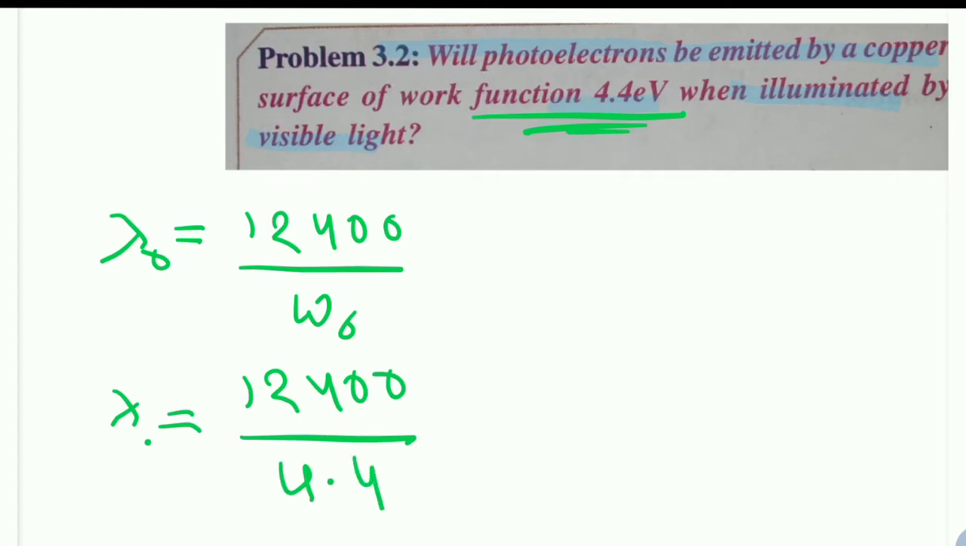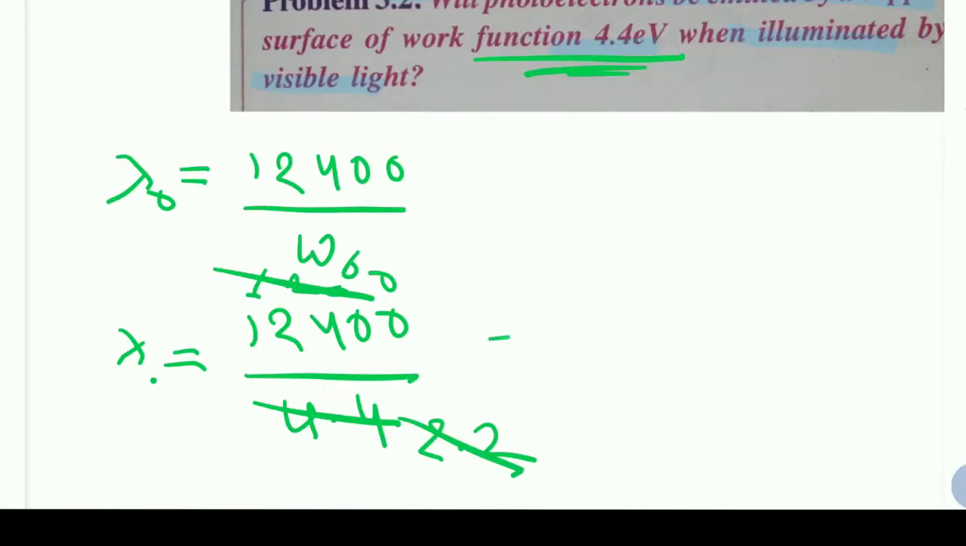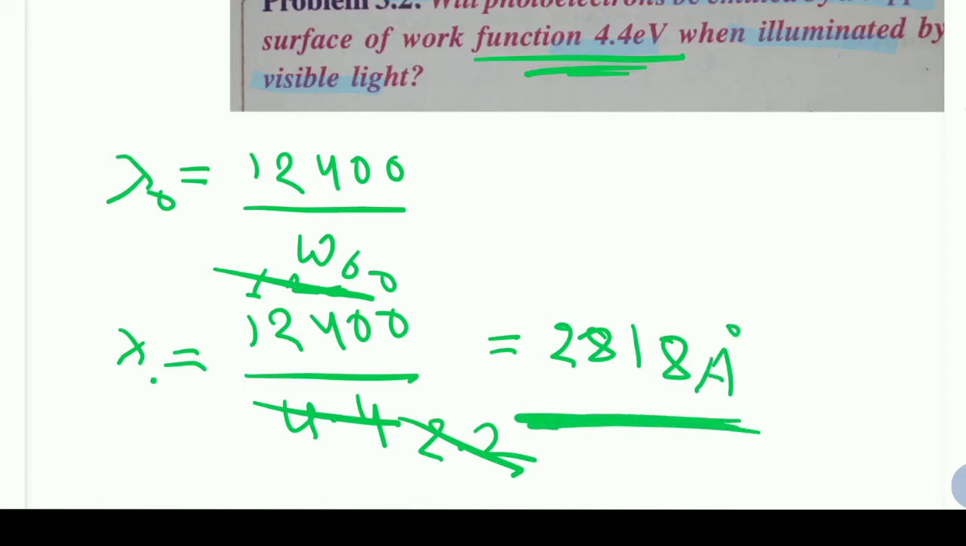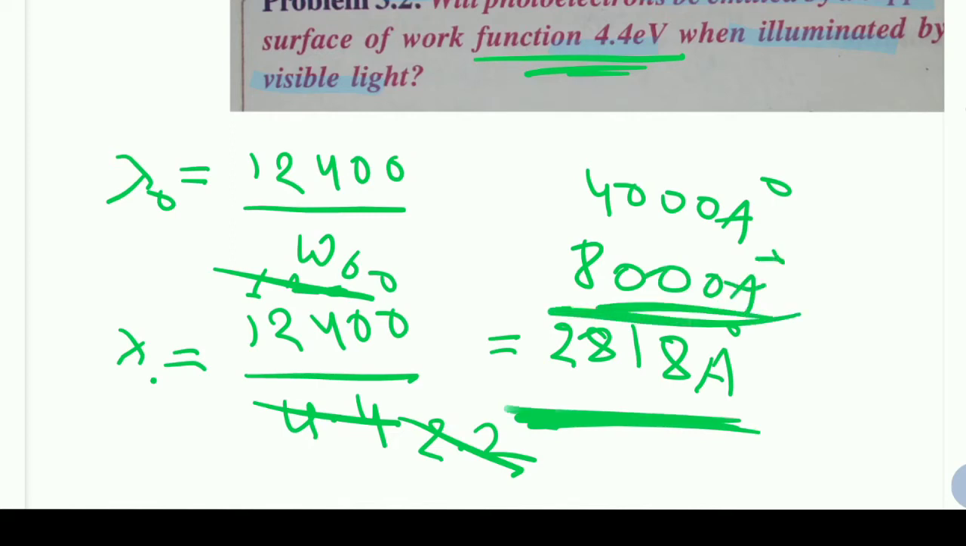So that is 2818 angstroms. This is not a visible light. The visible light range is 4000 angstroms to 8000 angstroms. So this is not visible light.